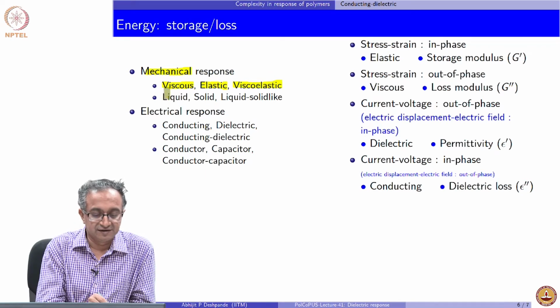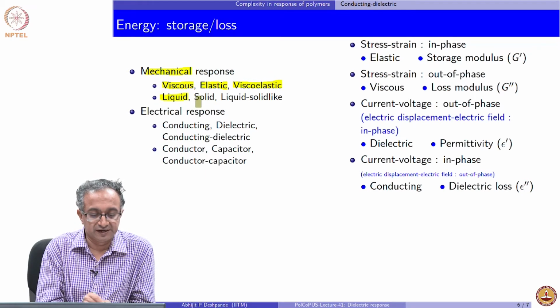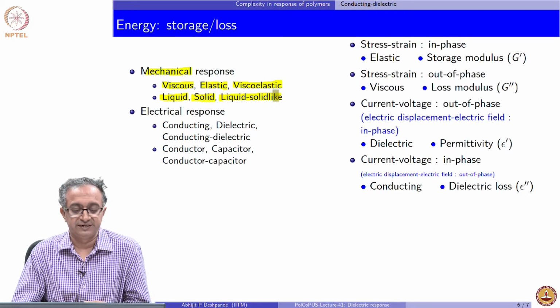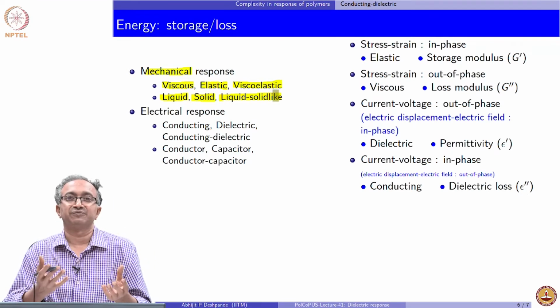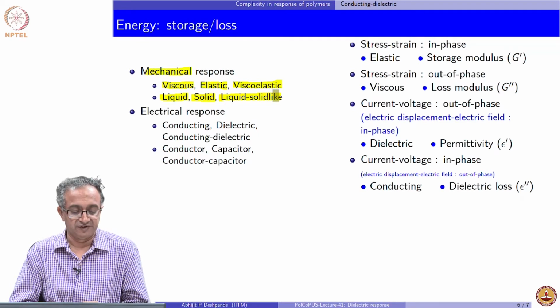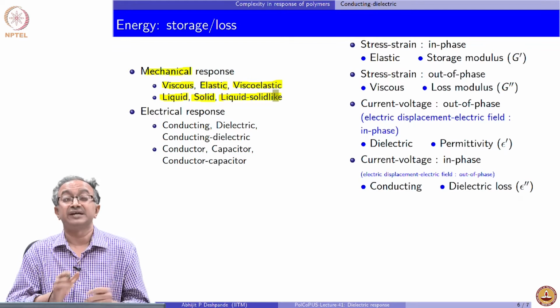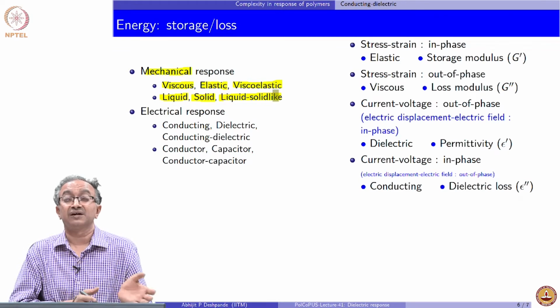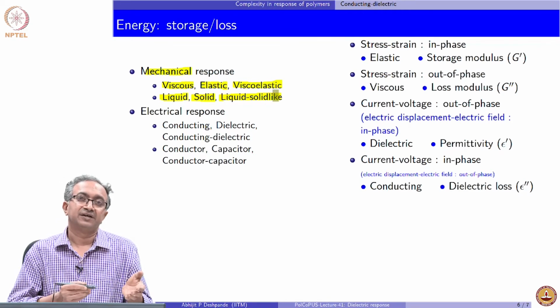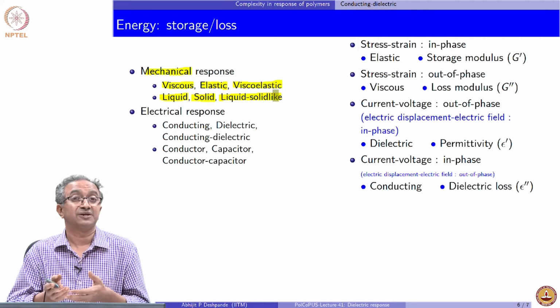And we will see that viscous is mapped on to the liquid-like response, elastic is more solid-like response, and therefore, viscoelastic is liquid-solid-like or solid-liquid-like, depending on the working conditions and the type of material we have. So, similarly for the electrical domain also, we saw conducting polymers, in which case we only talked about electrical conductivity. But are the conducting polymers perfect conductors in the sense that they do not store energy at all?